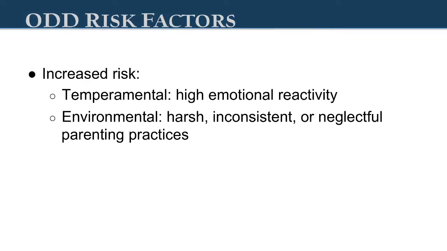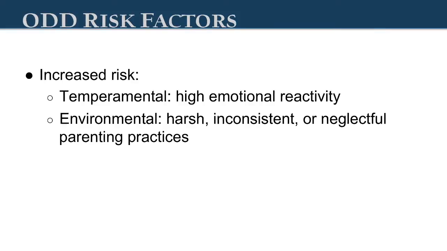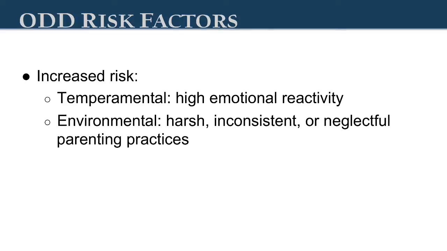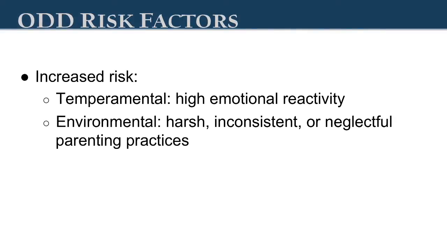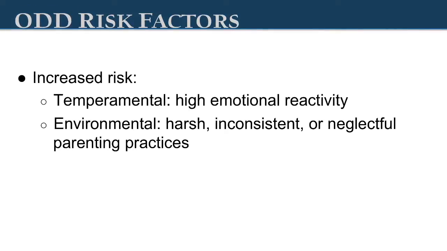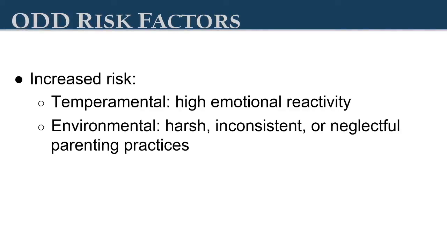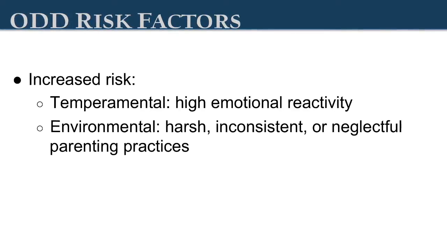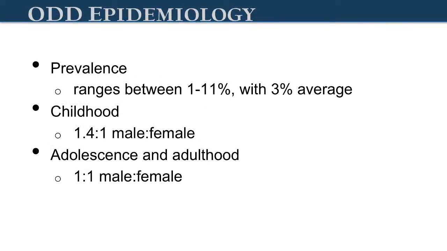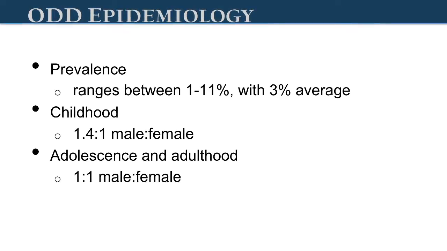So, now, there are some risk factors for ODD, and these risk factors include problems regulating emotion, for example, a low tolerance for frustration. The home environment can also be a risk factor, and children and adolescents receiving harsh and neglectful parenting and overall inconsistencies in parenting, for example, if there are many changes in who the caregiver is, are at an increased risk for developing ODD. The prevalence of ODD ranges from 1 to 11%, with an average prevalence estimate of around 3%.